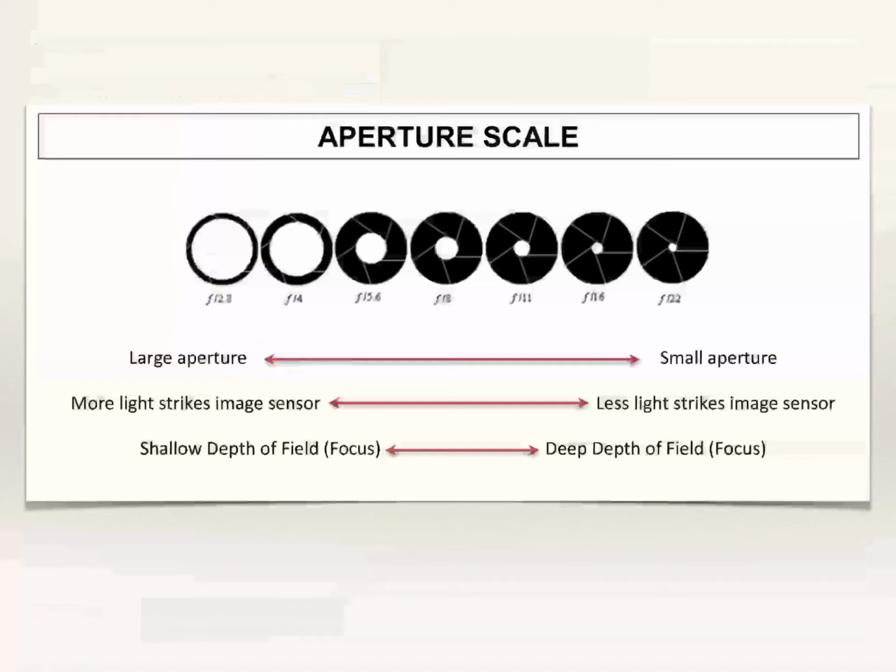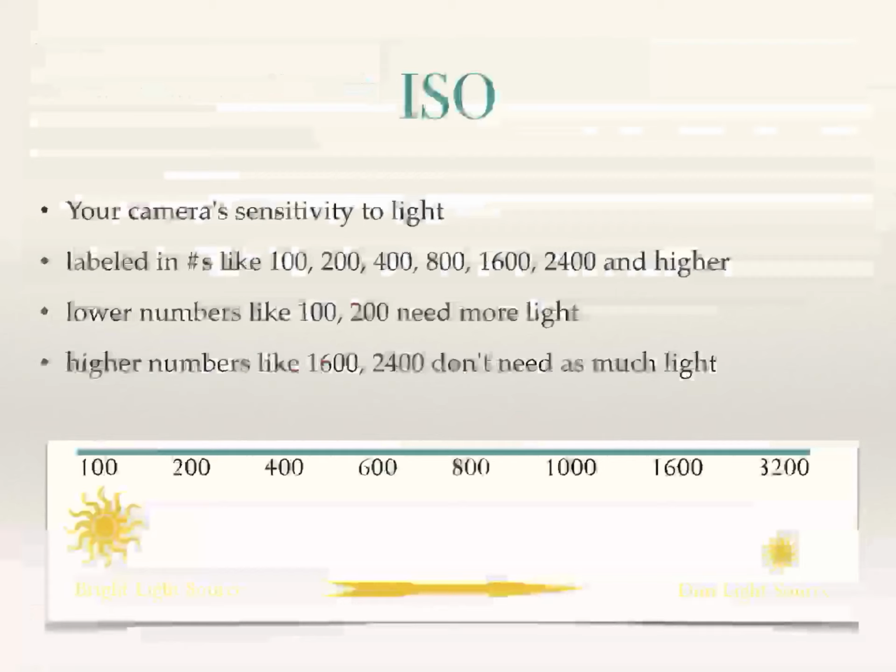At an f2.8 on the left-hand side, you have a large aperture, more light that comes in, and a shallow or short depth of field. On the right-hand side, you have an f22, which is a small aperture, less light that comes in, and a long or deep depth of field. That's your aperture. The next one we're going to talk about is the ISO.